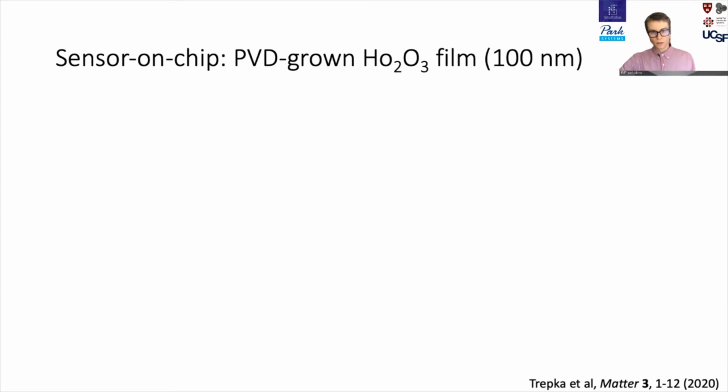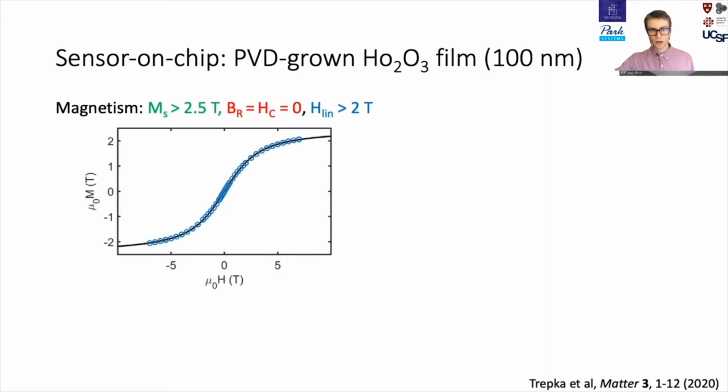The first thing I'm going to discuss is the sensor on chip modality. We have grown, through physical vapor deposition, a holmium oxide thin film that displays superior magnetism to many current materials. At cryogenic temperatures, 4 Kelvin for this graph, the magnetic saturation is above 2.5 Tesla, which exceeds that of the current best ferromagnets such as iron or iron cobalt. It has no remnance or coercivity, which is desirable for scanning over a sample and for the quantitativeness of a measurement. It also has an extremely long linear range, which gives us a long dynamic range of sensing.